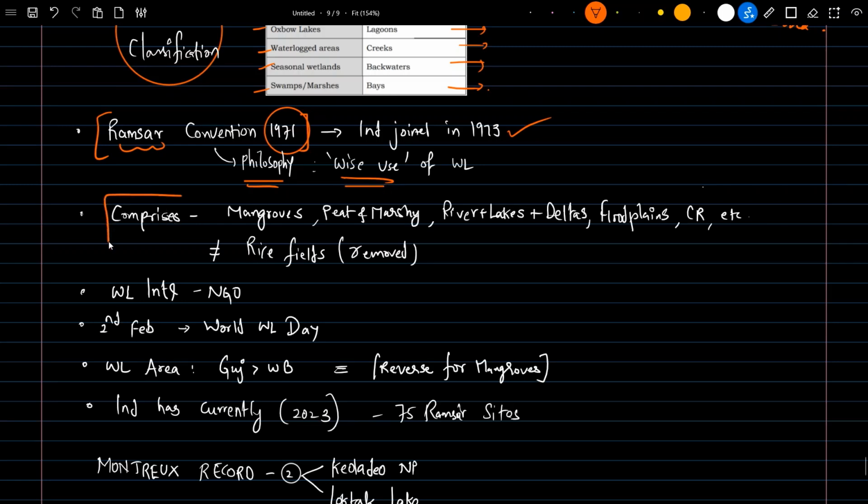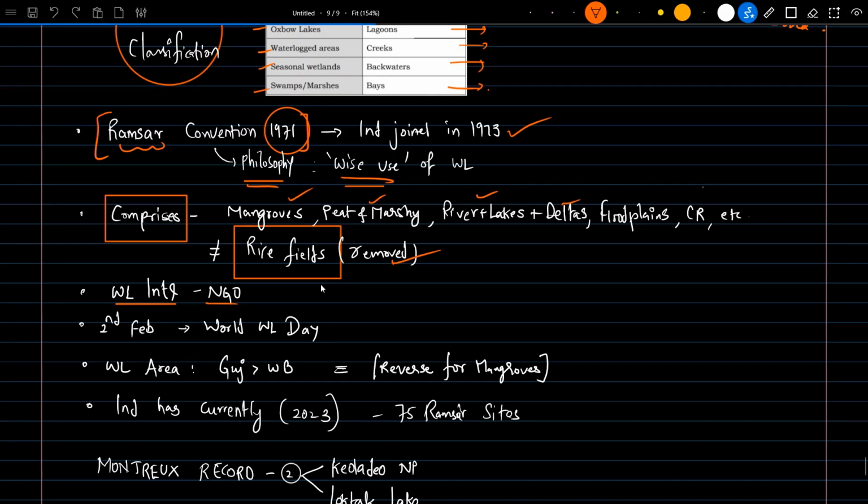What does Ramsar define as wetland? It comprises anything like mangroves, peats, marshes, rivers, lakes, deltas. But understand that rice fields do not come under this wetland definition because they were removed. Earlier they were a part of wetland, but now rice fields are no longer part of the wetlands. There is also Wetlands International, which is an NGO, also used for the conservation and any suggestion activities related to the wetlands.